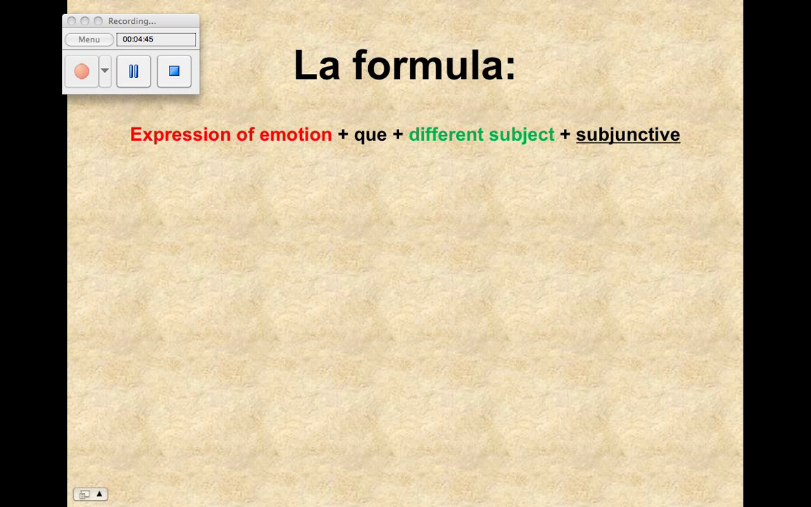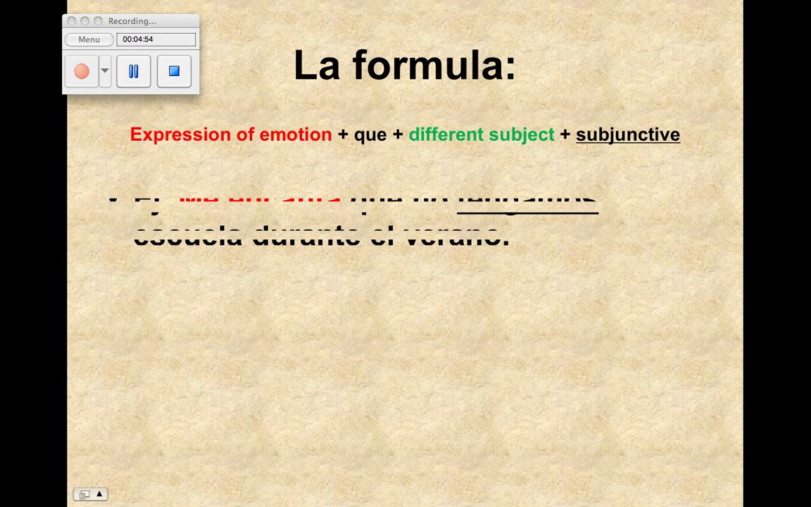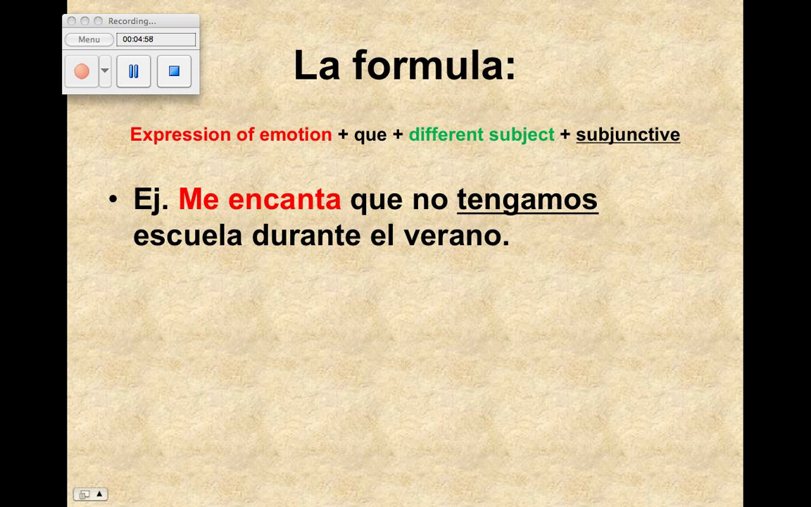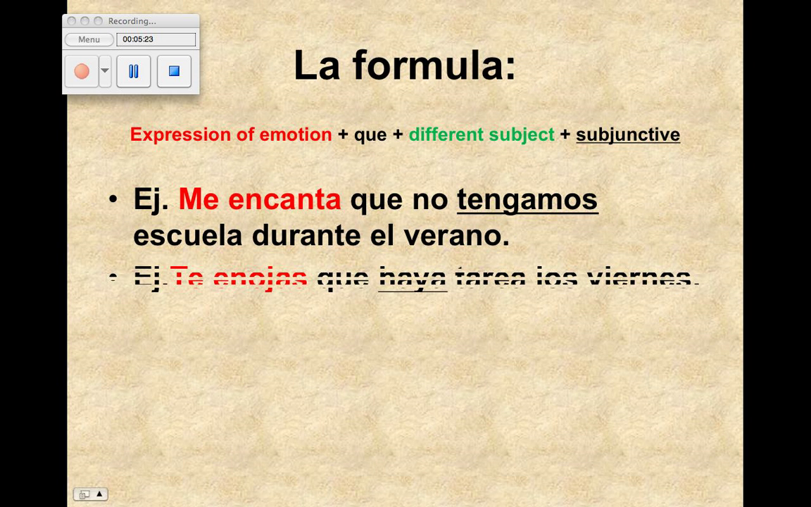We have an expression of emotion in the indicative, then we have it separated by the word que, a different subject and subjunctive, okay? Me encanta que no tengamos escuela durante el verano. So here we have it in the indicative. I love that we don't have school in the summer. Verb of emotion, subjunctive. And the subject here is nosotros, and the subject here is really this part, but it's a different subject, okay? ¿Te enojas que haya tarea los viernes? Are you angry that there's homework on Friday?